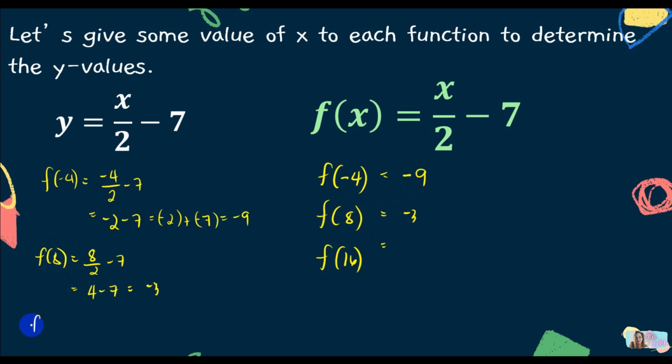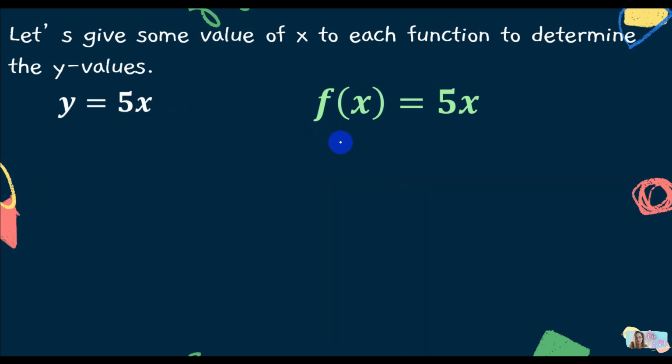And then, for the last item here, we have 16. So, 16 divided by 2 minus 7. 16 divided by 2 is 8. And 8 minus 7 is equal to 1. So, for f of 16, the answer is positive 1. For the input 16, the output will be positive 1. Okay? Next, another linear function.